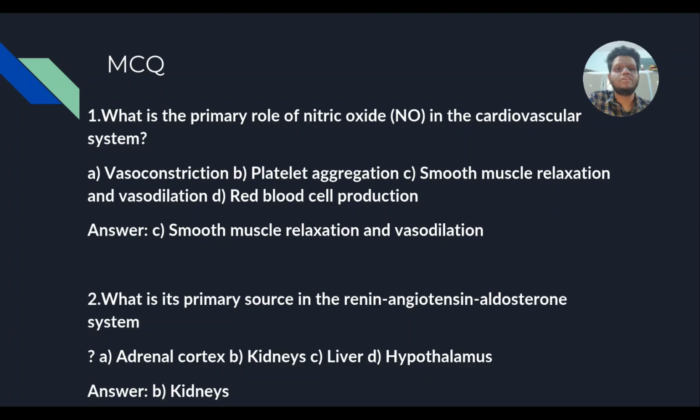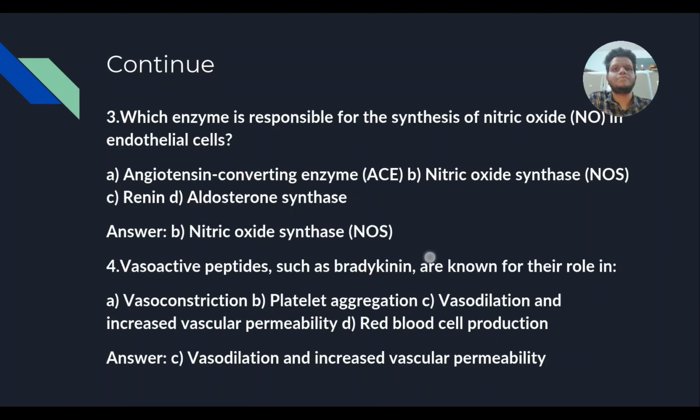Second MCQ is what is the primary source of renin angiotensin aldosterone system? Option A, adrenal cortex, option B, kidney, option C, liver, and option D, hypothalamus. The correct answer is option B, kidneys. Third MCQ is which enzyme is responsible for synthesis of nitric oxide in endothelial cells? Option A, angiotensin converting enzyme, option B, nitric oxide synthetase, option C, renin, or option D, aldosterone synthetase. The answer is option B, nitric oxide synthetase.